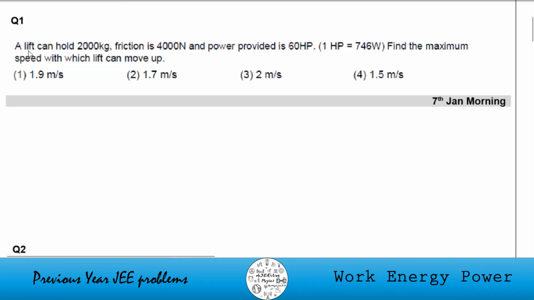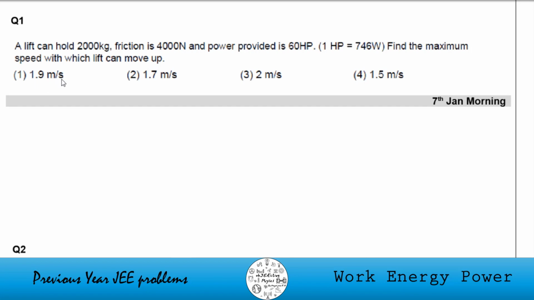Question number 1. A lift can hold 2000 kg, friction is 4000 Newton and power provided is 60 HP. 1 horsepower is equal to 746 watt. Find the maximum speed with which the lift can move up.